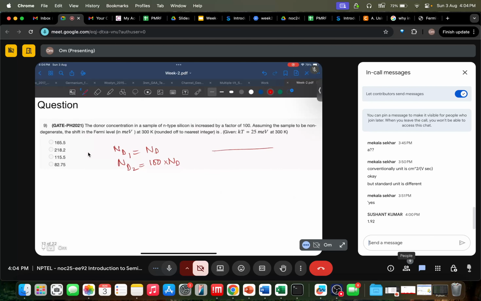And so this is Ei, this is EF1, and EF2. We have to find EF2 minus EF1 is the question. Let's try this out.